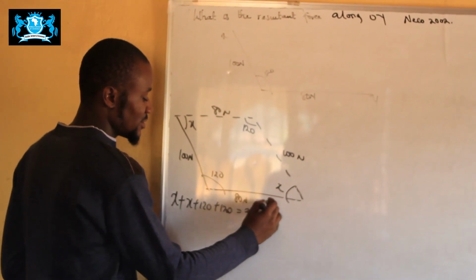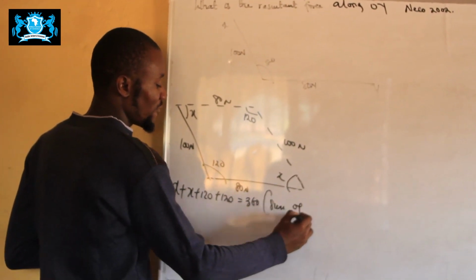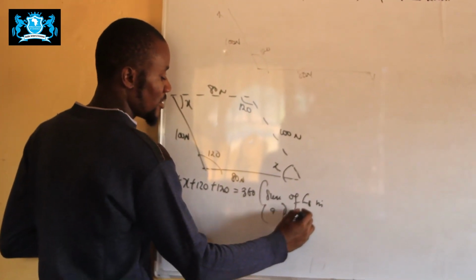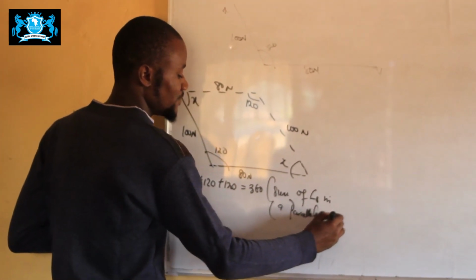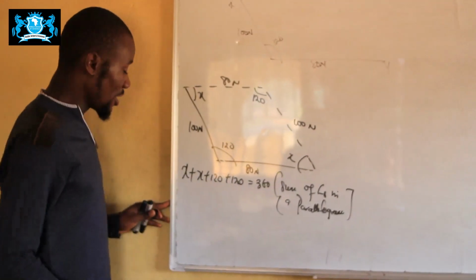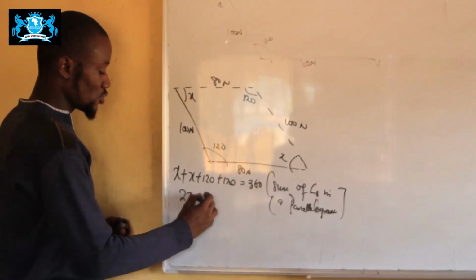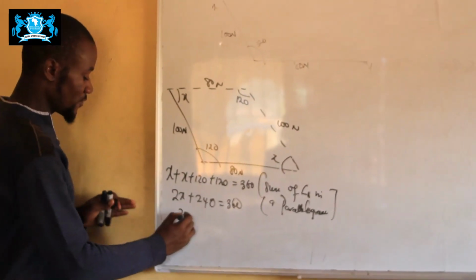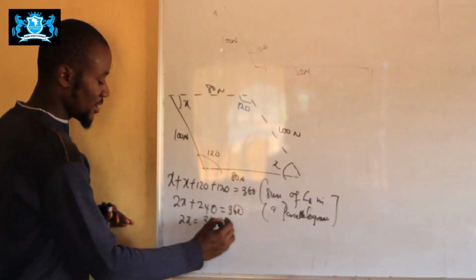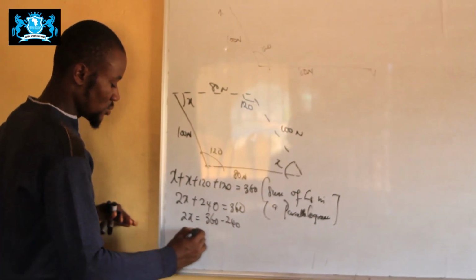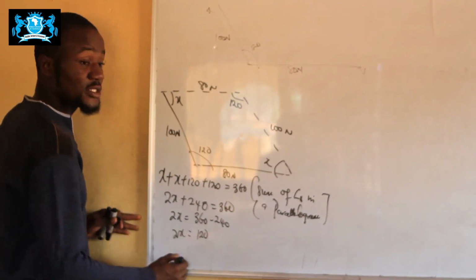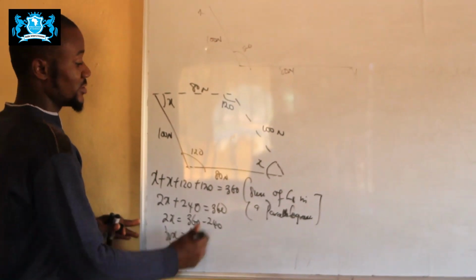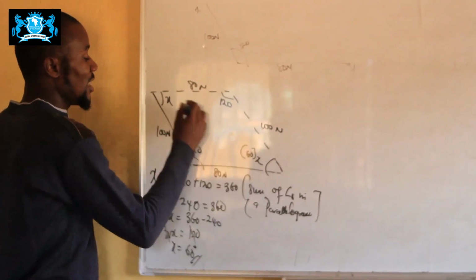So for you to get the value of x, you have x plus x plus 120 plus 120 equals 360, the sum of angles in a parallelogram. So we have 2x plus 240 equals 360. I have 2x equals 360 minus 240, and 2x is equal to 120. Divide both sides by 2, x is equal to 60 degrees. So here is 60, and here is 60.